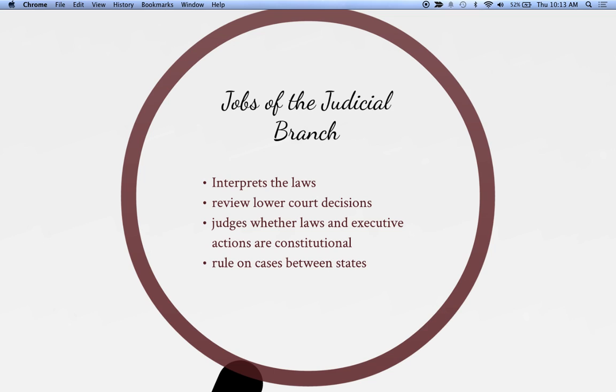So if Michigan wanted to sue Ohio, the Supreme Court would take a look at it and look at the reasons why, because they don't live in Michigan or Ohio. So they rule on cases between states. Usually it has to do with commerce and buying and selling things between states.